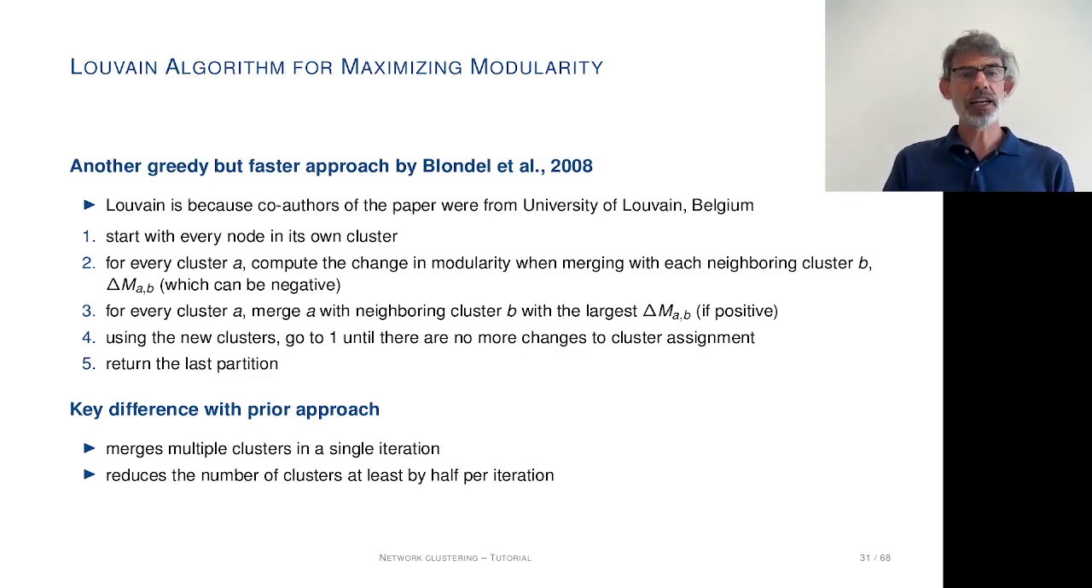Well, let's see. We start with every node in its own cluster, just like in the previous algorithm. And for every cluster A, we're going to compute the change in modularity when merging this cluster with a neighboring cluster B. So that's delta MAB, which again can be negative if merging this cluster with its neighboring cluster reduces modularity. Now, here's the crucial step that is different. What we're going to do in step 3 is for every cluster A, I'm going to merge A with the neighboring cluster B that has the largest delta MAB. And I do that only if it's positive. If it's negative, I don't merge A with anybody.